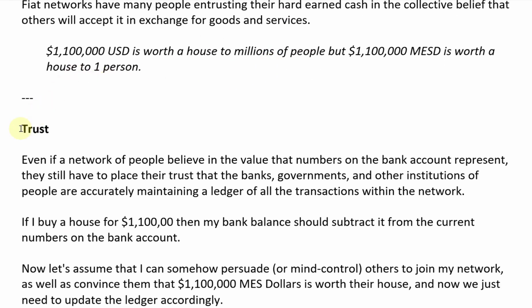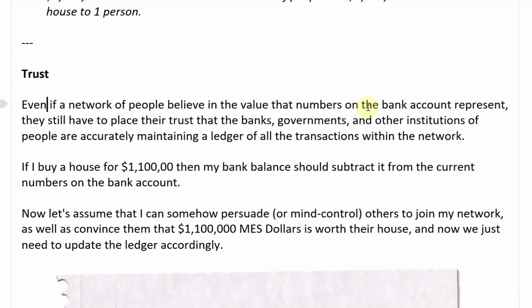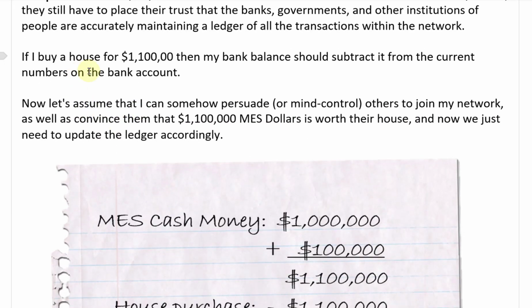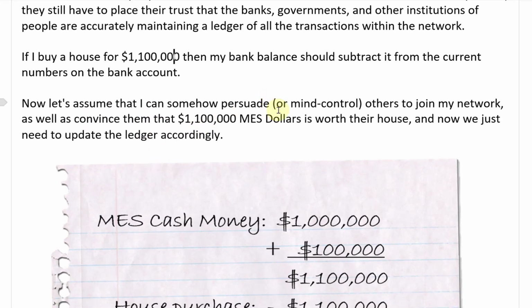Now let's look at the concept of trust. So even if a network of people believe in the value that numbers on the bank account represent, they still have to place their trust that the banks, governments, and other institutions are accurately maintaining a ledger of all the transactions within the network. If I buy a house for $1,100,000, then my bank balance should subtract it from the current numbers on the bank account. Now let's assume that I can somehow persuade or mind control others to join my network, as well as convince them that $1,100,000 MES dollars is worth their house, and now we just need to update the ledger accordingly.